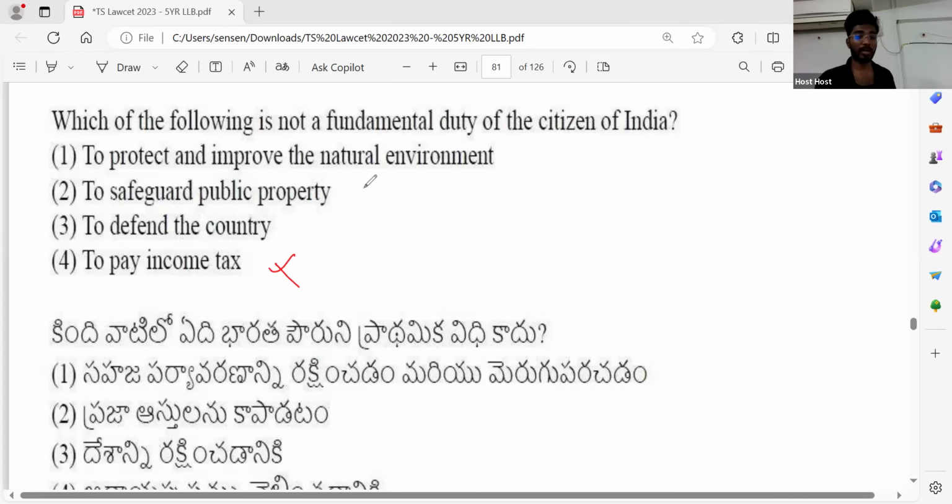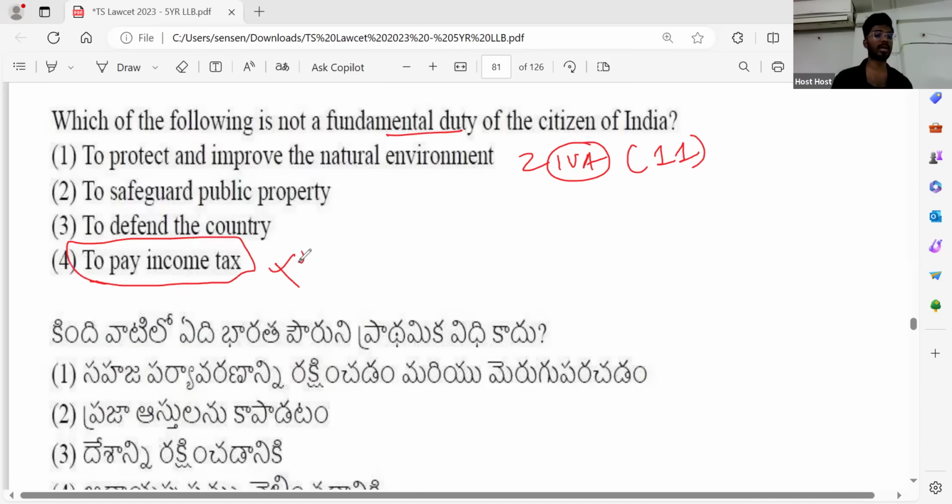First, you have to understand that fundamental duties are those duties which are mentioned in Part 4A of the Indian Constitution. How many fundamental duties are there? 11 fundamental duties are there. Out of 11 fundamental duties, paying income tax is not a part of it. To protect and improve natural environment is a part. Safeguarding public property and stopping violence is also a part of it. And to defend the country whenever the country is requiring your service, that is also a part of it, right? But paying income tax is not a part of this duty.